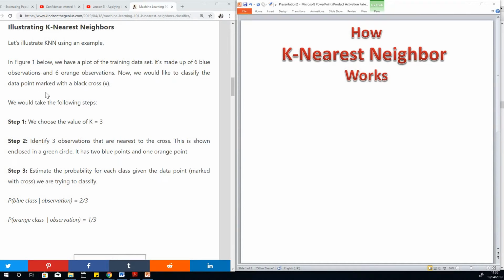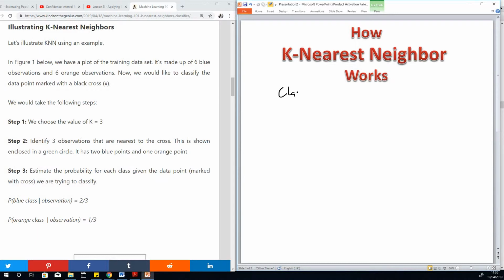Today I'm going to explain in very simple terms the meaning of k-nearest neighbor and how it works. So in case you don't know, k-nearest neighbor is a classifier. Or simply put, a k-nearest neighbor is an algorithm used in classification.